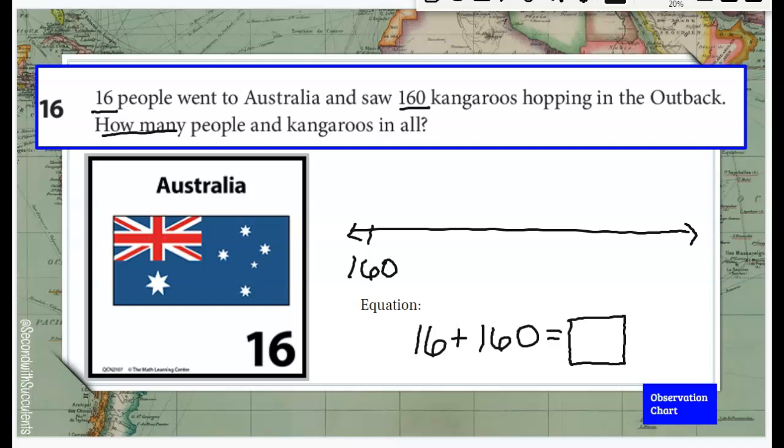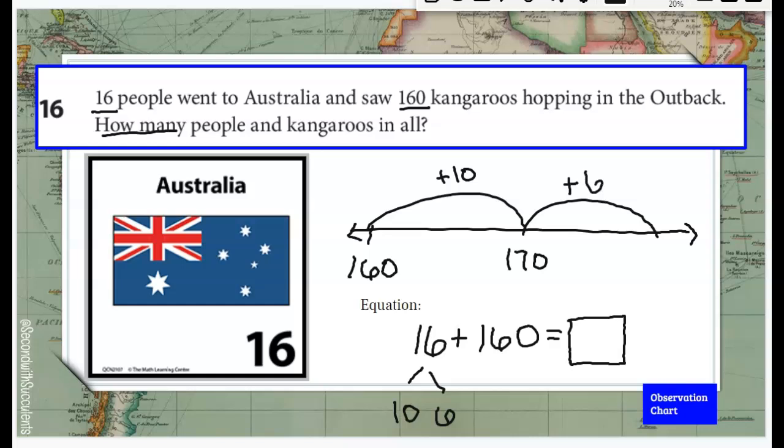Now I know that 160 plus 10, that's the 10s out of my 16, equals 170. Well, I just have my 1s left. So if I add 6 more, I'll have 176. Show a connection if you got 176 for your answer too.